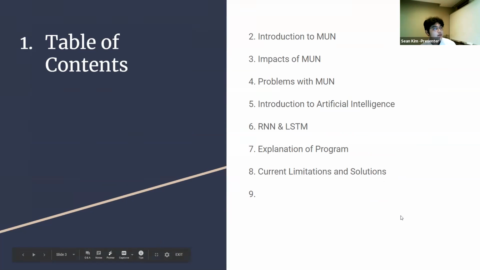So the table of contents is: first, I'm going to do a brief introduction about MUN, the impacts of MUN, problems with MUN, introduction to artificial intelligence, then RNN and LSTM, explanation of the program, and current limitations and solutions.